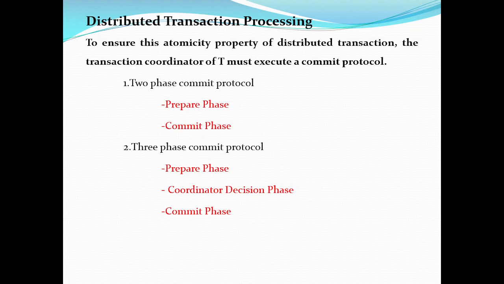Distributed transaction processing. To ensure the atomicity property of a distributed transaction, the transaction coordinator of T must execute a commit protocol. You have the two-phase commit protocol and the three-phase commit protocol. The two-phase commit protocol has a prepare phase and a commit phase. The three-phase commit protocol has a prepare phase, a coordinated decision phase, and a commit phase.